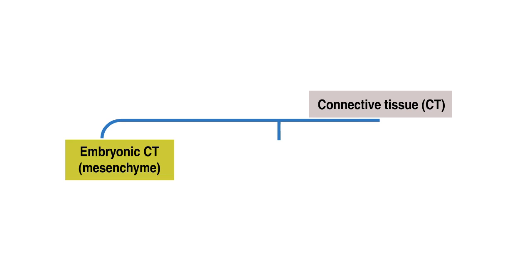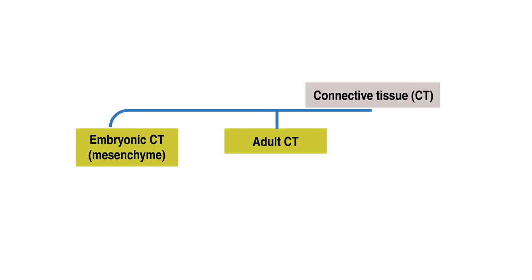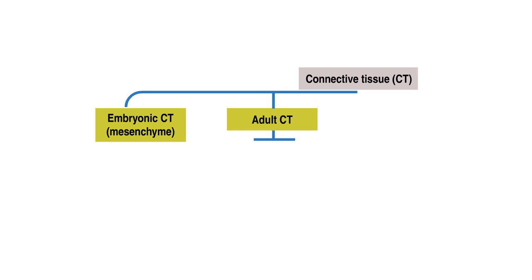The connective tissue includes the embryonic connective tissue, also called mesenchyme, and the adult connective tissue. The adult connective tissue can be loose connective tissue or dense connective tissue. The difference depends on the abundance of extracellular matrix and collagen bundles. Extracellular matrix is prevalent in loose connective tissue. Collagen bundles are abundant in dense connective tissue.